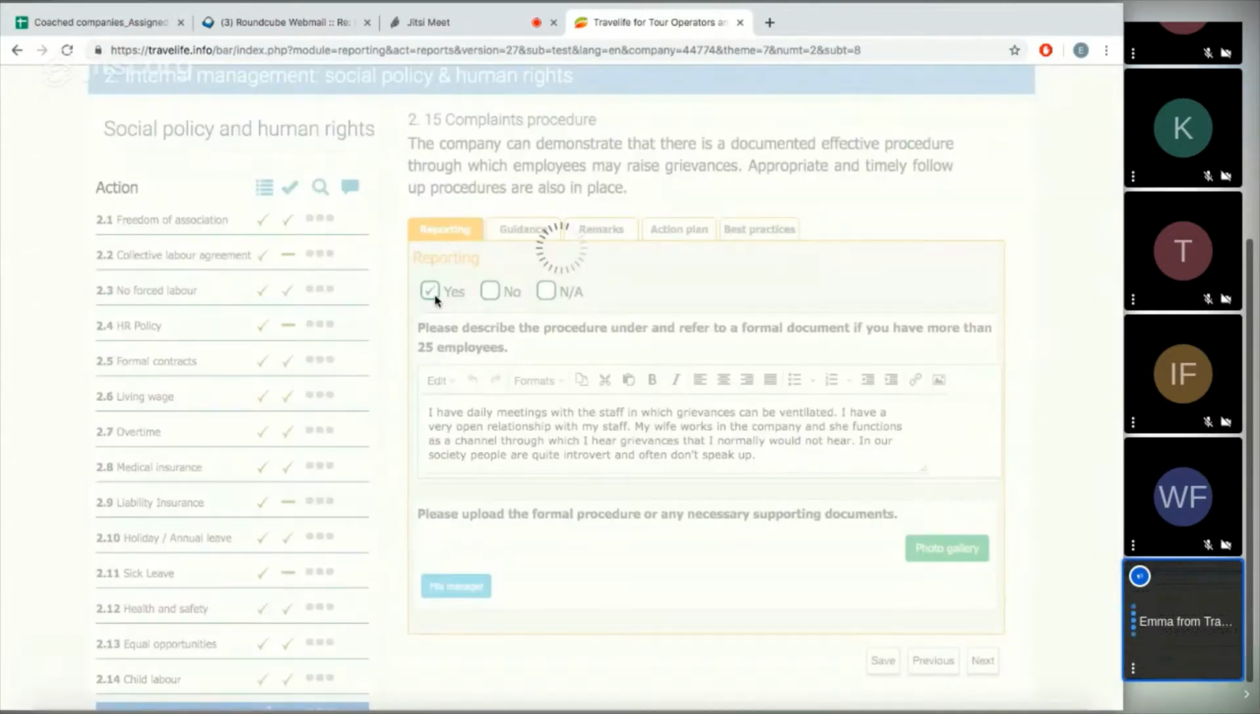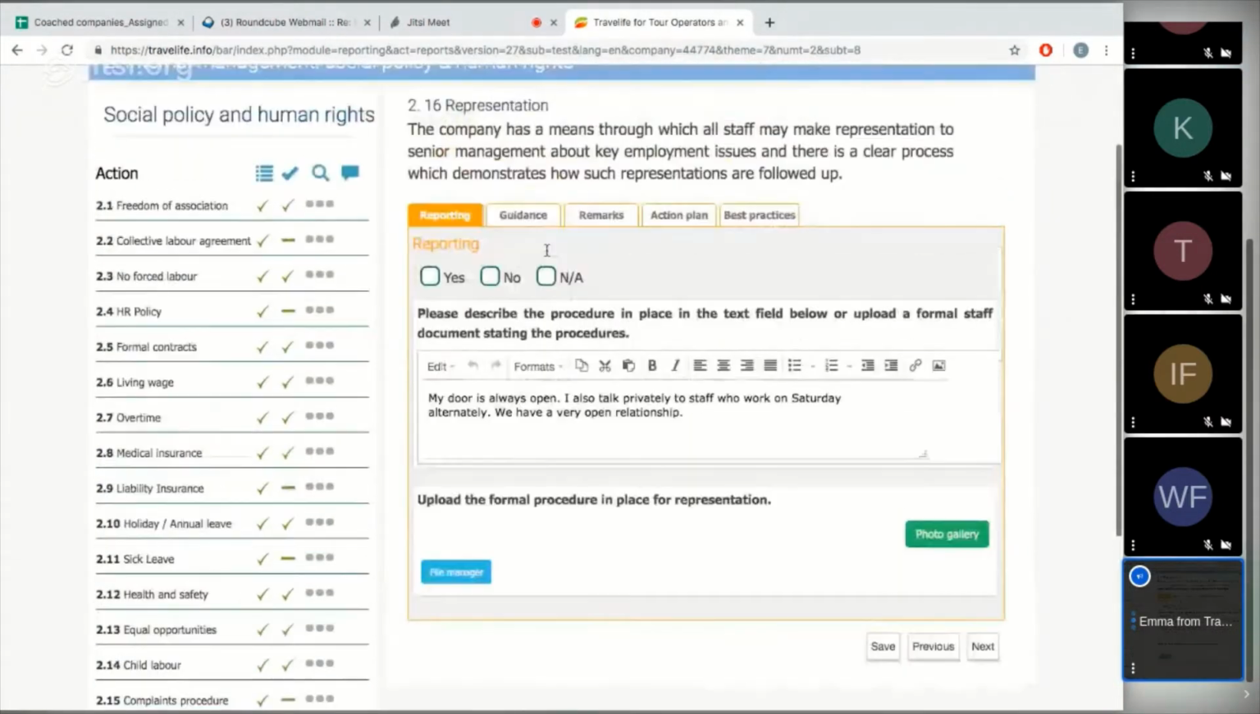Then representation is if your staff have means through which they may make representation to senior management about the key employment issues, so about issues that they face, and if there's a clear process with how this is dealt with. And this can be, of course, in an informal way, but then please explain so in the text box.